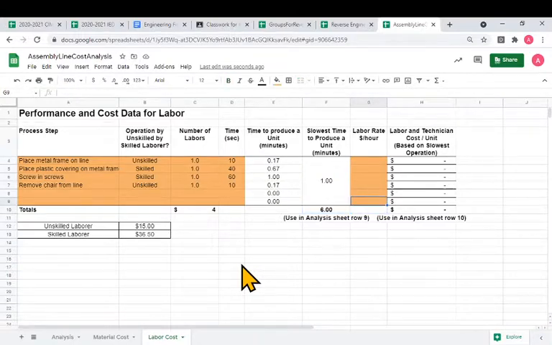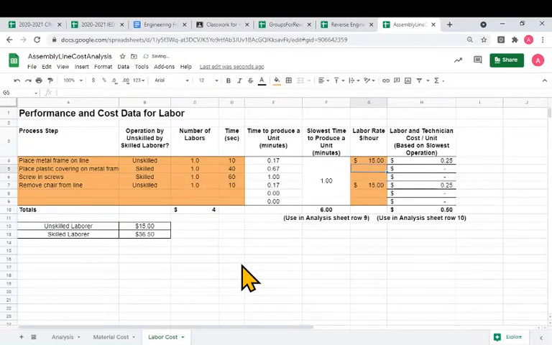Okay. And then lastly, the labor rates per hour. So we're just going to match up the unskilled and skilled labor from the box down here. For unskilled labor, I did about $15 an hour because I believe California minimum wage is going to be that much soon. So we'll do $15 for the unskilled labor.